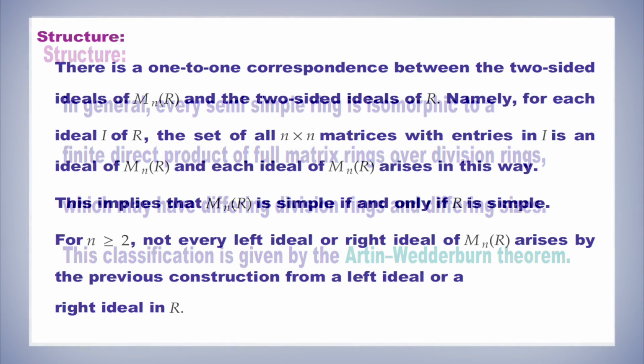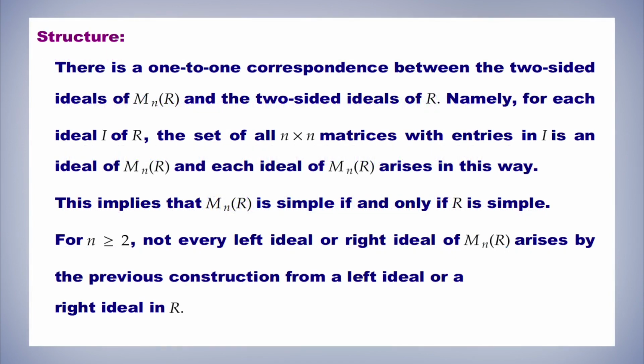There is a one-to-one correspondence between the two-sided ideals of Mn of R and the two-sided ideals of R. Namely, for each ideal I of R, the set of all n by n matrices with entries in I is an ideal of Mn of R, and each ideal of Mn of R arises in this way.